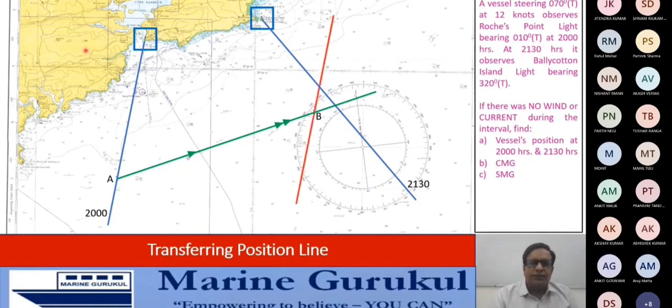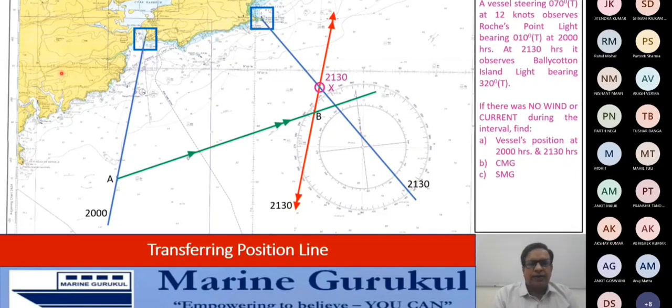You can see it here. The transferred PL in red is represented by two arrows at each of its ends. You can see time for 2130 indicated against it. So now we have one transferred PL for 2130 and we already have another PL for 2130. Where they intersect, this becomes the vessel's position at 2130. So point X represents the position of the vessel at 2130. Now, how would the vessel have reached this point X?